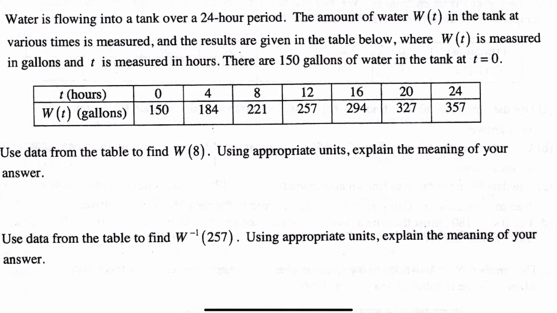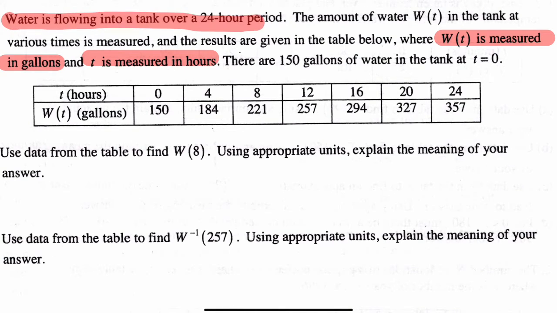There are 150 gallons of water in the tank at time T equals 0. It's useful to pay attention to the units here. So W of T is measured in gallons, and T is measured in hours. This first sentence has some hidden meaning to it. Water is flowing into a tank over a 24-hour period. In other words, water is flowing continuously over that 24-hour period. Even though this table only has discrete times, T equals 0, 4, 8, 12, 16, 20, and 24, the water is still flowing at the other times, and it flows nonstop.